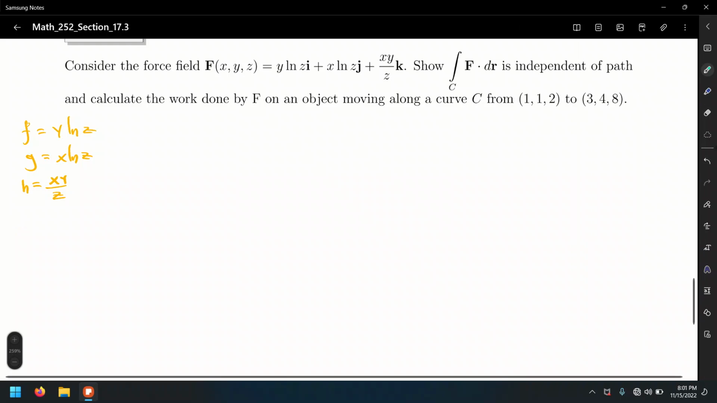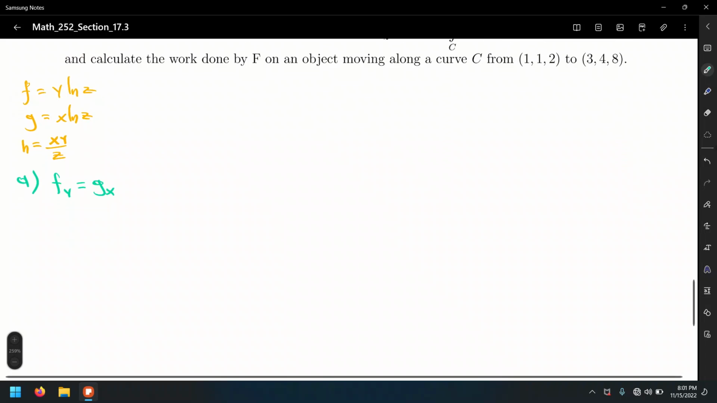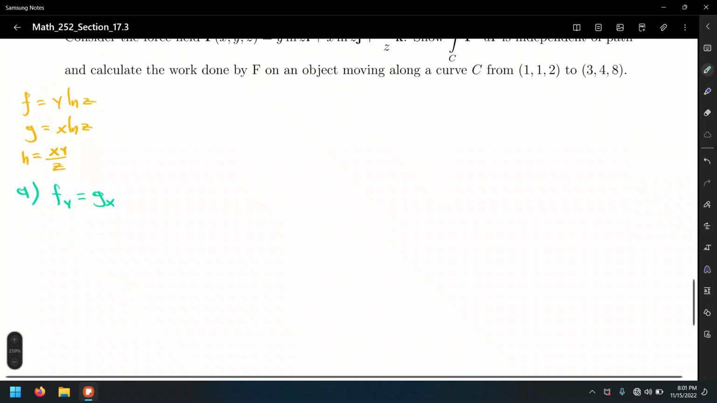For part A, we need to show that the partial of F with respect to y equals the partial of G with respect to x. The partial of F with respect to y, the derivative of y is 1, so that's just ln z. And the partial of G with respect to x is also 1 times ln z, which is ln z. So far so good for the first condition.